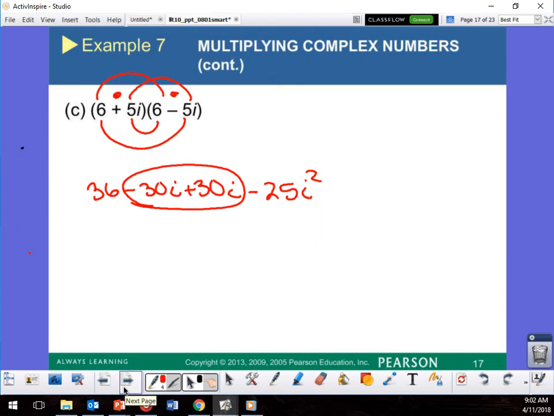Right here, what happens to the middle terms? They cancel. They go away. So that zeroes out. That's gone. And what do we say that i squared is? Negative 1. So 36 plus 25 is 61. The i is gone now, right? Yeah, 61. We can plug this into our calculator. That's it for today.